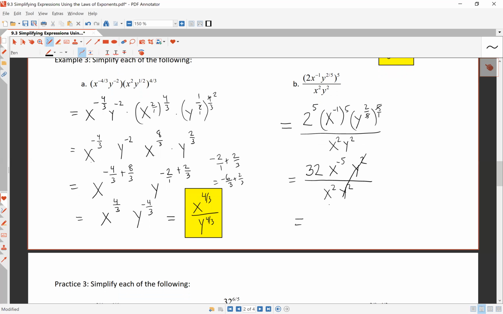Here the y squareds will cancel out, and we'll take that x to the -5 and put it down in the denominator. And once they're next to each other, their exponents add, and we get 32 over x to the 7th.